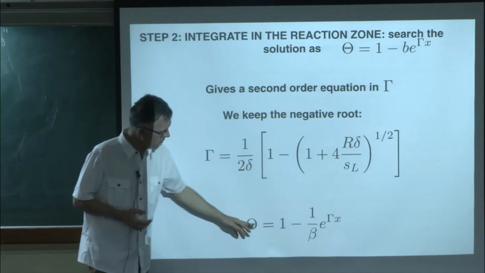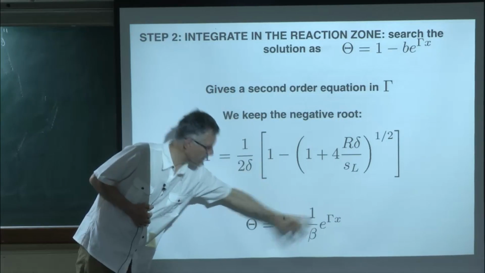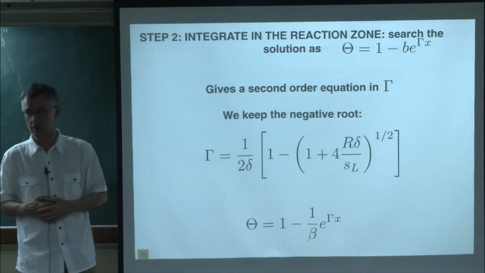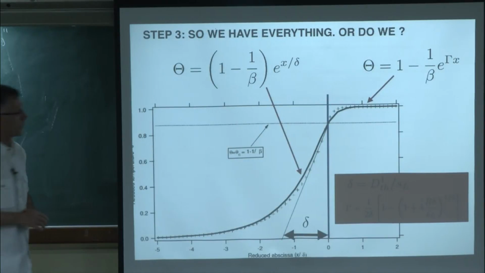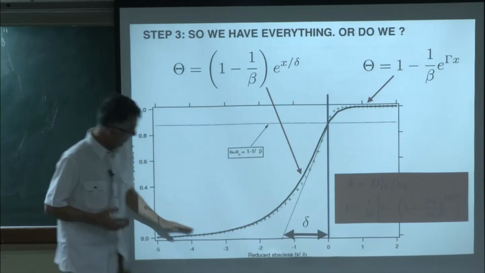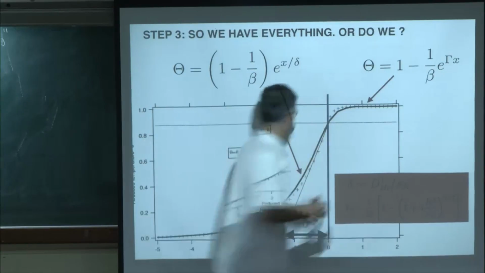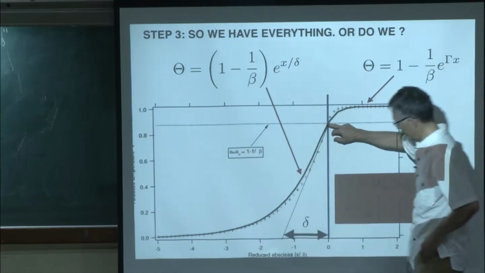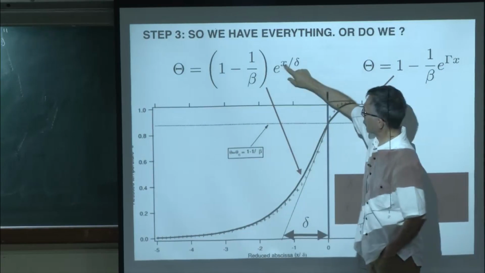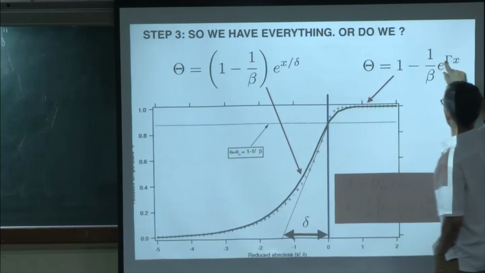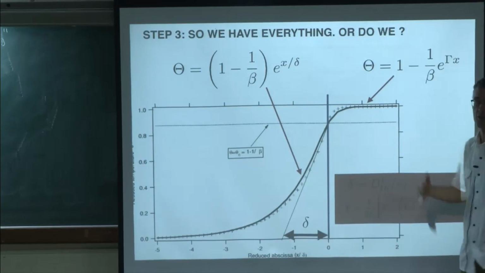And so the solution in the reaction zone now is written like this: 1 minus 1 over beta exponential gamma x, where gamma is this expression. Very simple one. And so at that point, you can say, okay, we have everything. We have the variations of temperature up to that point, and then we have the variation into this zone here. That's the exponential x over delta, and that's the exponential gamma x in this zone. And you could say that with these expressions, the problem is completely solved.